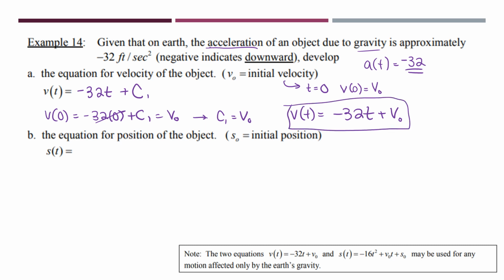All right, and this is a very similar process to finish up notes here. We're going to go ahead and integrate our velocity to get our position. Okay, so this is going to give us negative 16t squared. We have the V sub 0. This is just some constant, so when we integrate, we need to tack on a variable. And then we have our new constant of integration.